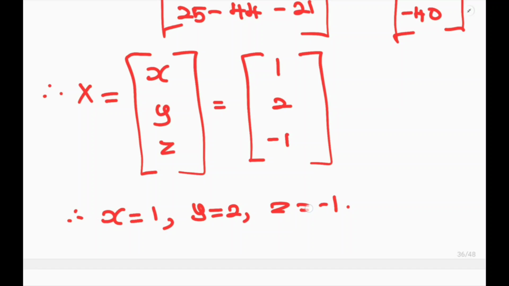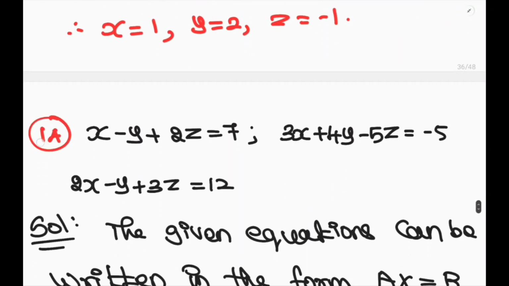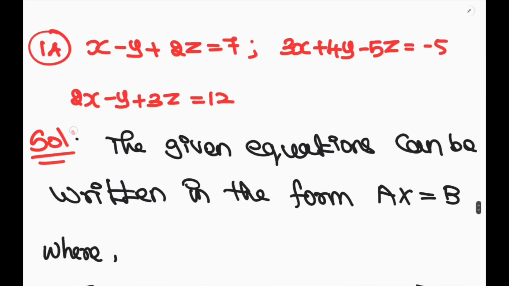Okay. So next question 14. So again same, solve the system of equations. X minus y plus z is equal to 7. 3x plus 4y minus 5z is equal to minus 5. And 2x minus y plus 3z is equal to 12. That is your fourth question of a solution.